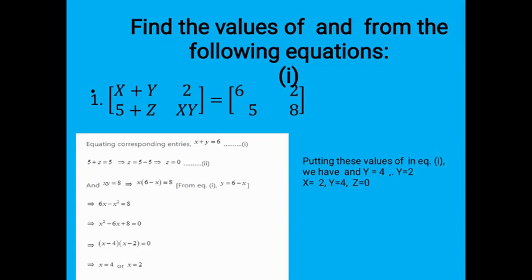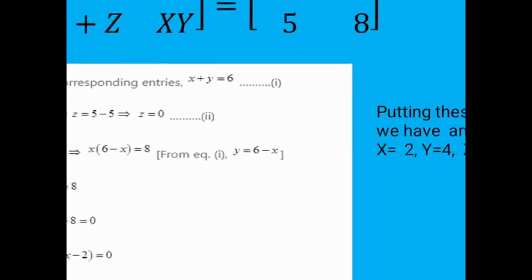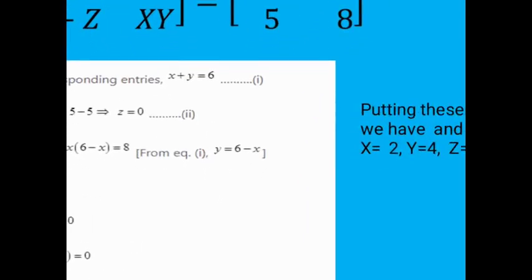Now you will solve this equation. Open the bracket. You will get here 6x minus x square is equal to 8. By opening this, x into 6 is 6x, x into x is x square with negative sign, equal to 8. Now it is a quadratic equation. You will transfer 6x minus x square to the other side, then it will come x square minus 6x plus 8 equal to 0. And after splitting the term, you will get x minus 4 into x minus 2 is equal to 0.